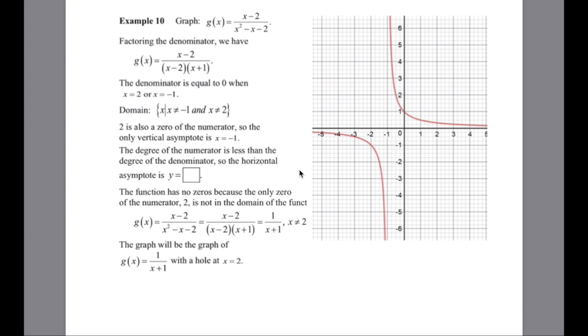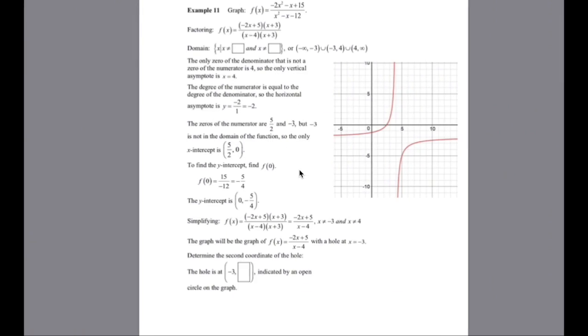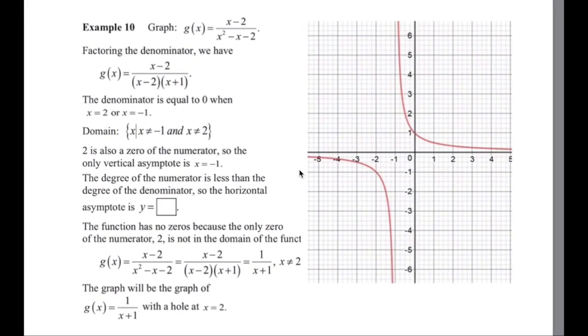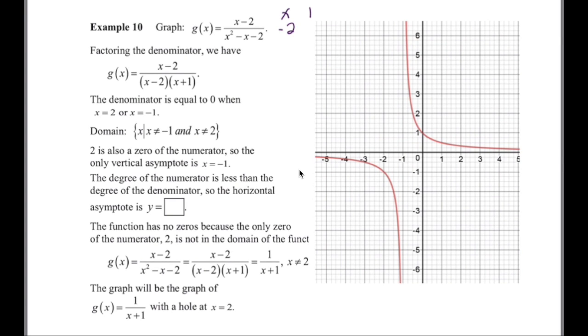We have g of x is equal to x minus 2 over x squared minus x minus 2. Let's first look at our denominator and factor it. So what multiplies to -2 but yet adds to -1? Looks like -2 times 1, which gives me x minus 2 times x plus 1.